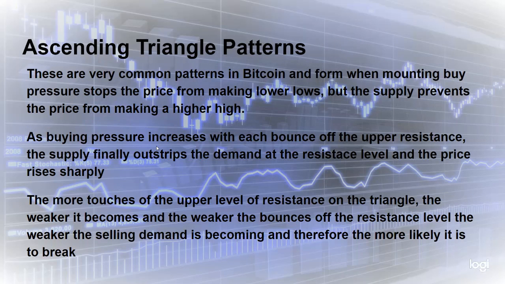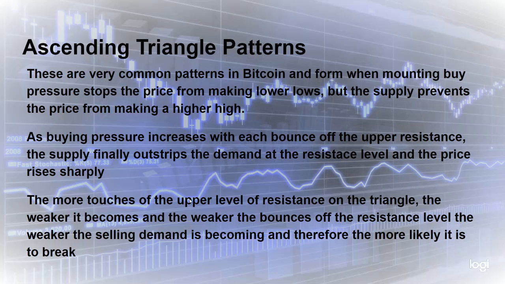Right, so the opposite of a descending triangle is an ascending triangle. Again, these are very common patterns in Bitcoin and form when mounting buy pressure stops the price from making lower lows, but the supply prevents the price from breaking the upper level and making a higher high. So as the buying pressure increases with each bounce off the upper resistance, finally the demand will outstrip the supply at the resistance level, and then the price will rise sharply.